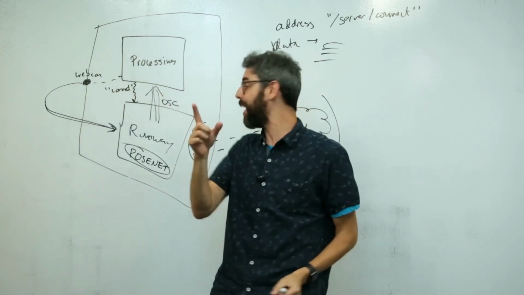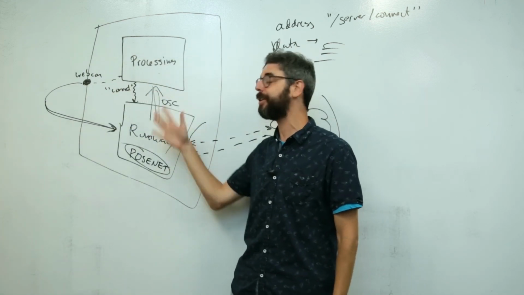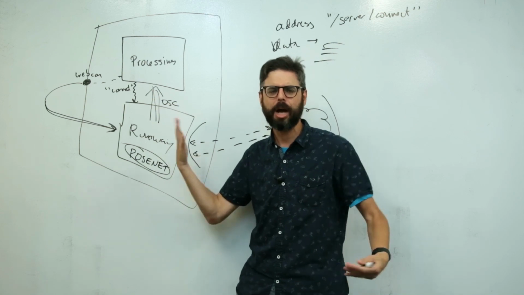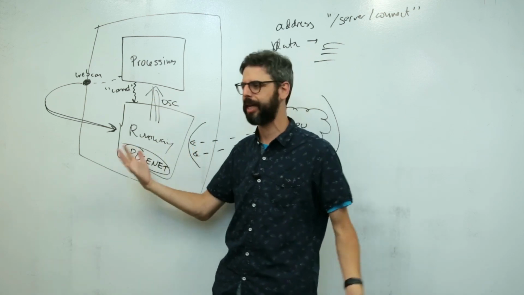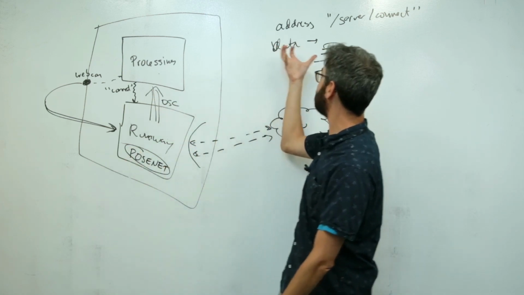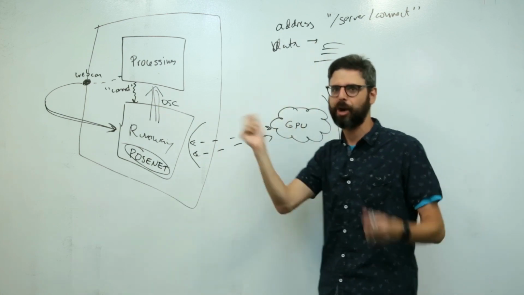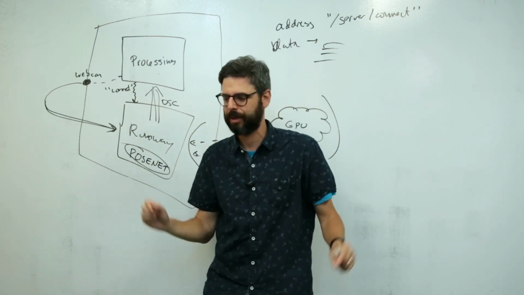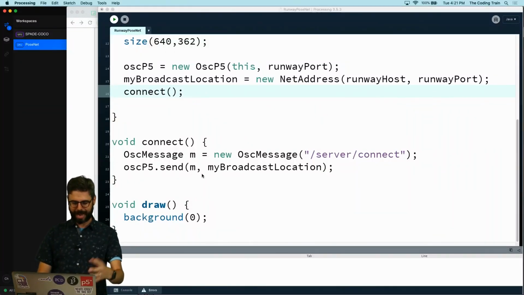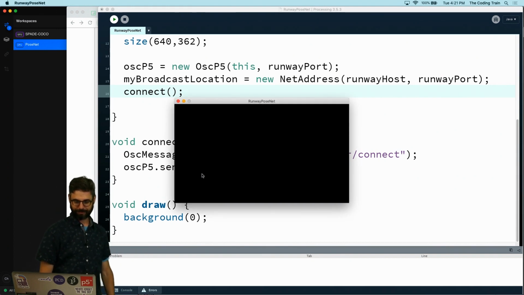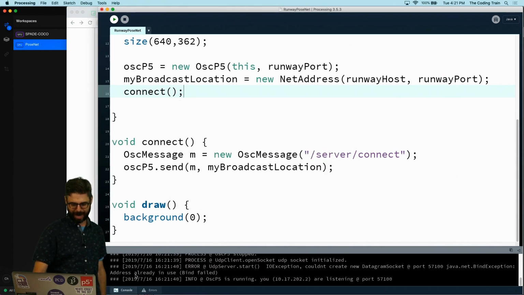There's no data. But when Runway sends data back, it's going to have a message name like data or keypoints or poses, something like that. And then that's going to have packaged with it lots of data, like all the XYs of all the positions of everything. All right, so let's run this and see what happens. Yeah, that's pretty good. No errors.